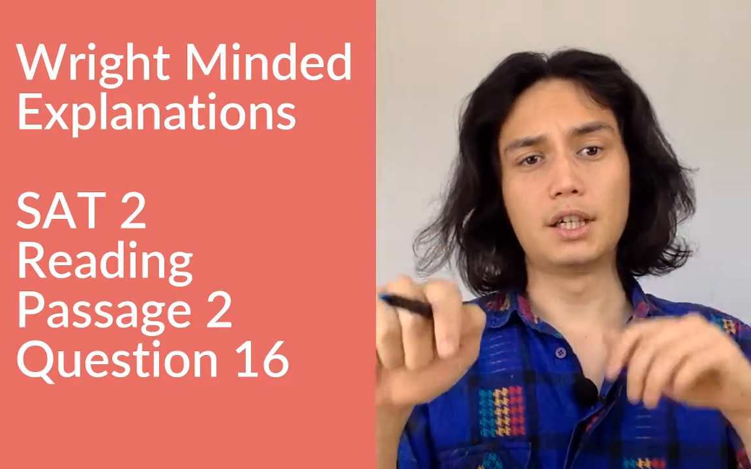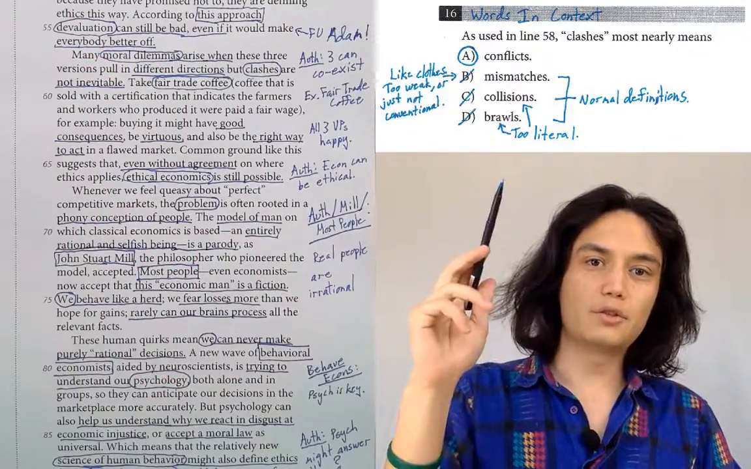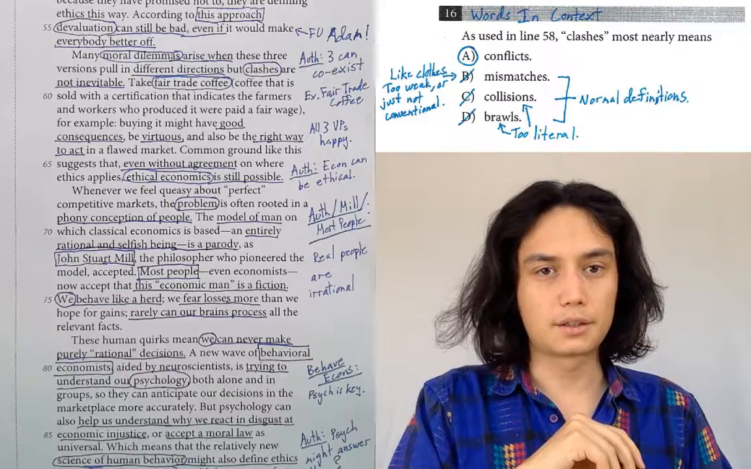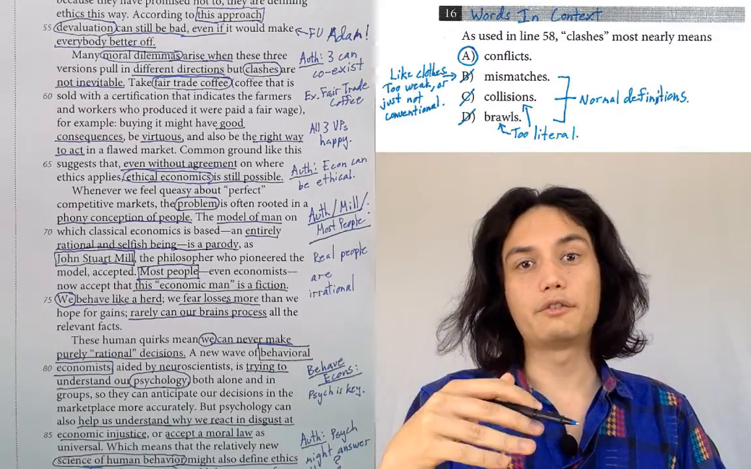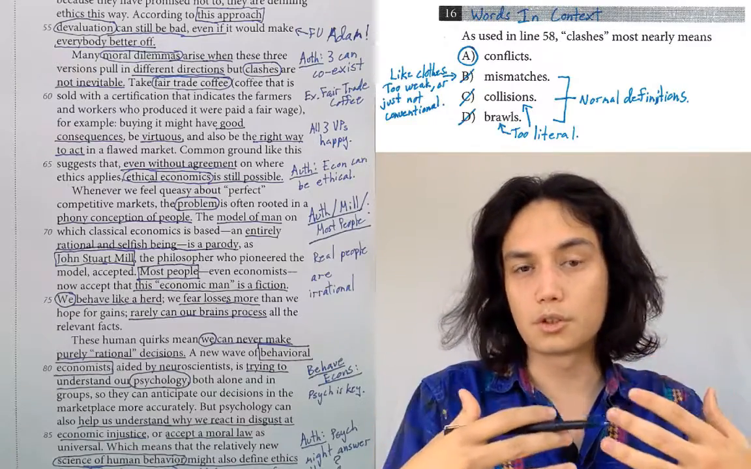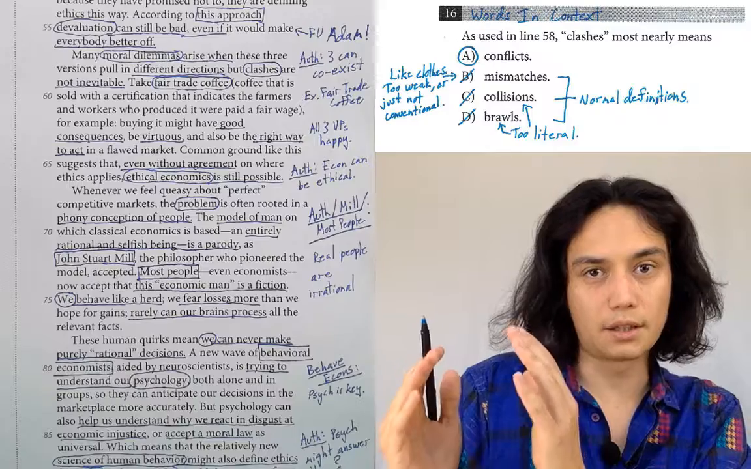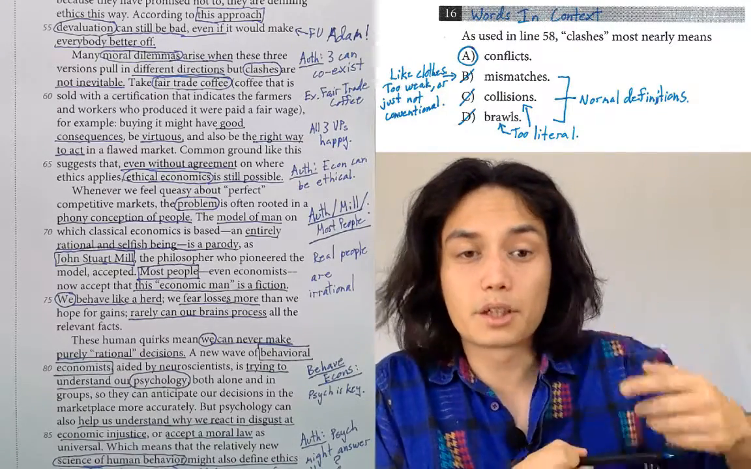Question 16. Alright, let's get started. As used in line 58, clashes, most nearly means. Alright, this is a words in context question, the kind of question that often tests commonly used words you already know, that are used in uncommon ways in the sentences in the passage. So here I think the word clashes is a pretty good example of this.